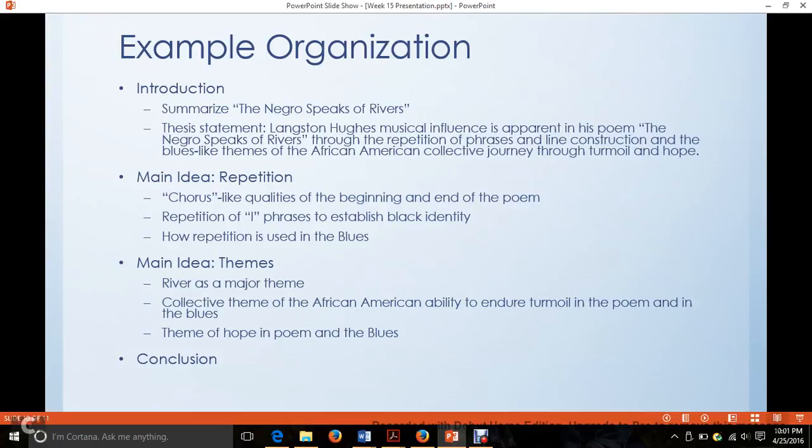So that's just an example. If you guys were really interested in this particular poem, I'm not completely opposed to you using my organization here. I do want you to have your own thesis statement, though, so you can't just copy what I have. But you're welcome to pursue this particular topic.